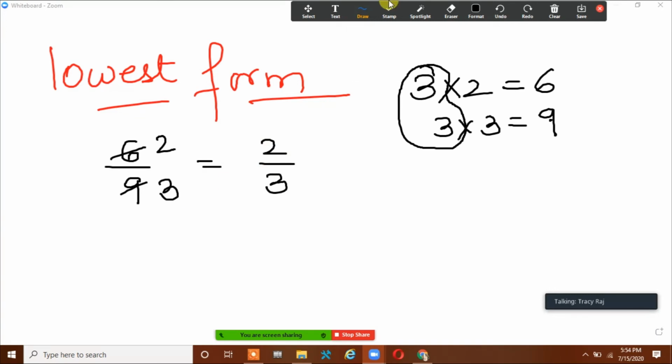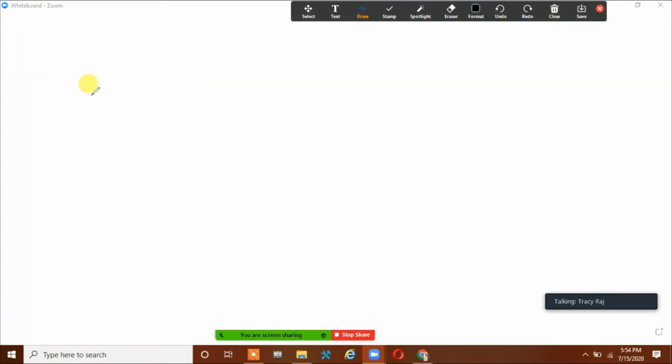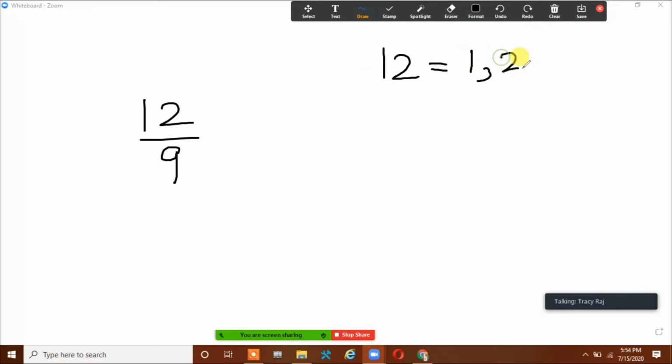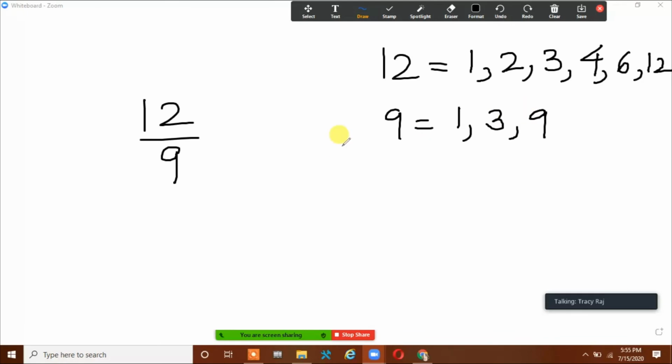Okay, now take another one like 12 by 9. Here you have to see that both numbers should come in the same table. What are the factors of 12? 1, 2, 3, 4, 6 and 12. And what are the factors of 9? 1, 3 and 9. So you see 12 and 9 both come in the table of 3. 3 is present here, 3 is present here also. So we have to divide by 3.